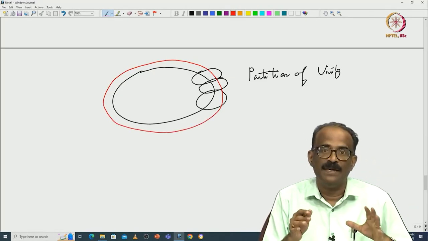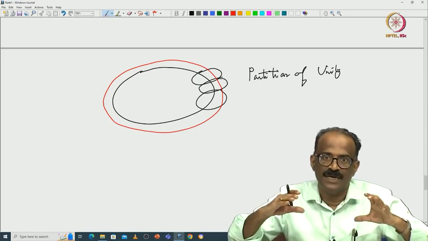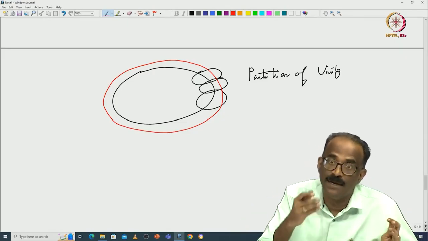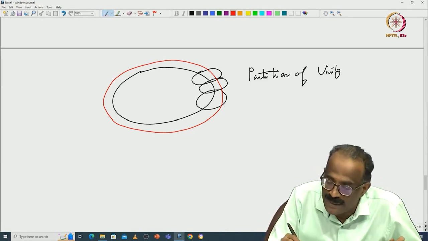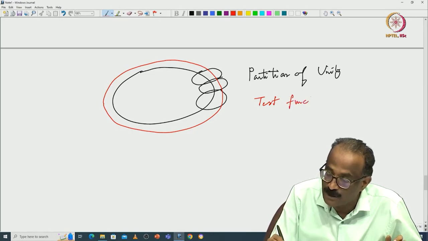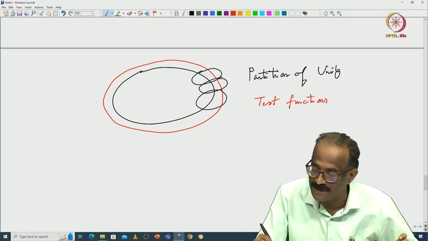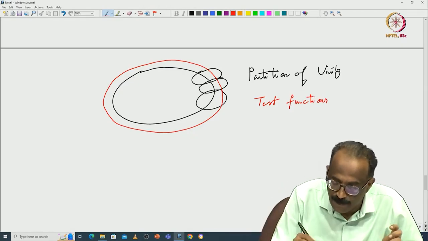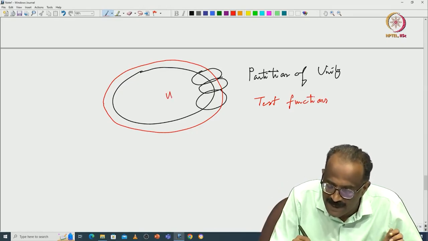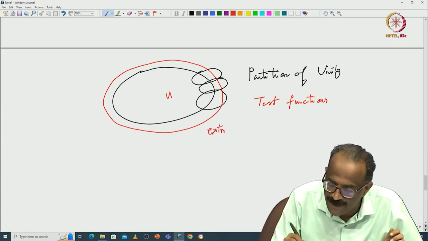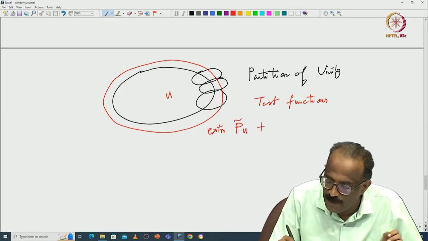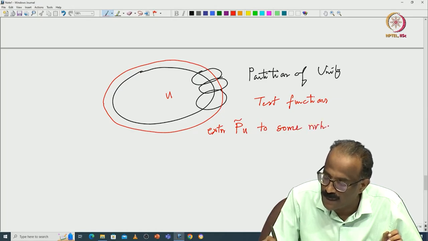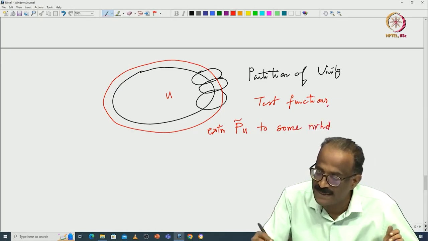Okay. Once you get a partition of unity and an extension to a small neighborhood, you can do a little more using what are called the test functions. You can use some test functions, which we have also constructed. What are these test functions? You get an extension P tilde of U to some neighborhood. You do that one, and then use these test functions.